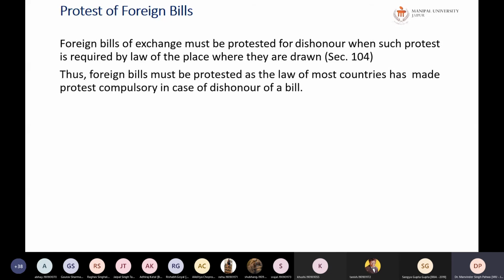Now, protest for foreign bills. Foreign bills of exchange must be protested for dishonor when such protest is required by law of the place where they are drawn. So thus the foreign bill must be protested, as the law of most of the countries has made protest compulsory. Because what happens when it is a foreign bill, the person who is living in that country will be responsible. So how to make the government also responsible in that case? So in that case, protest will help you out, that that person who is a resident of some foreign country has also done a default in that case.